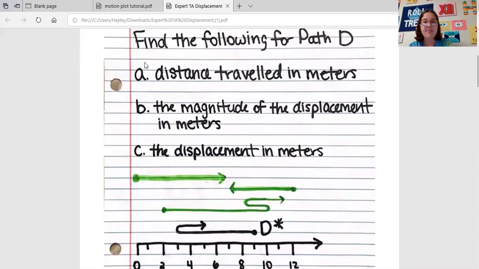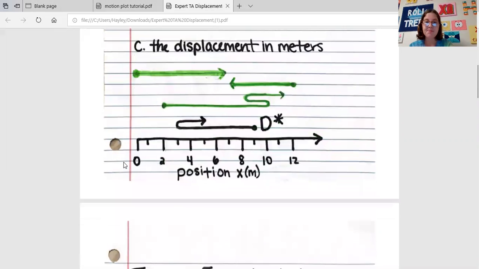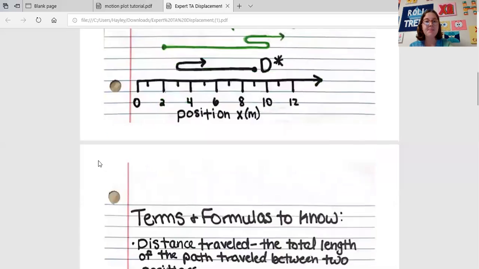So it says find the following for path D, and we'll have to find the distance traveled in meters for part A. For part B, we're finding the magnitude of the displacement in meters, and for part C, we're finding the displacement in meters. And then here is path D that we will be focused on.